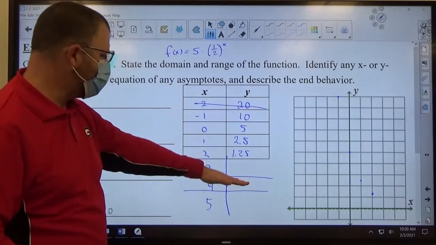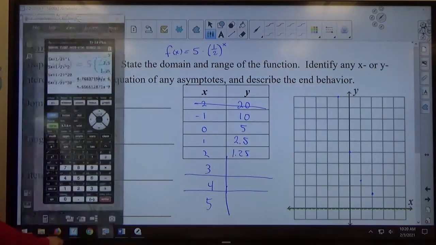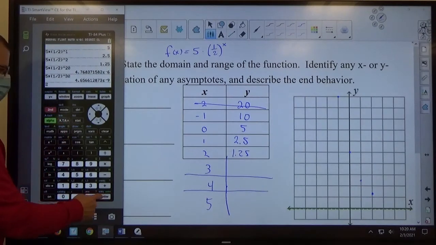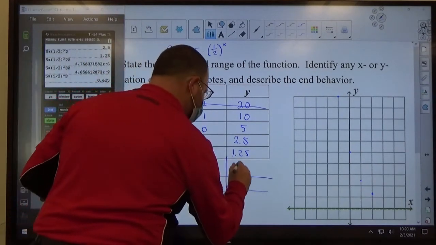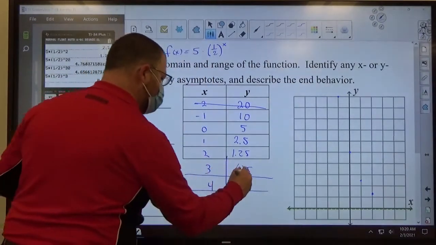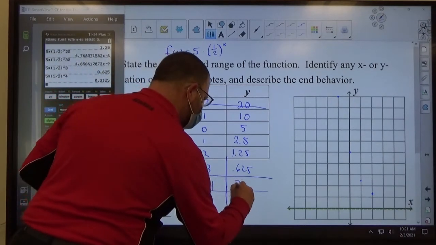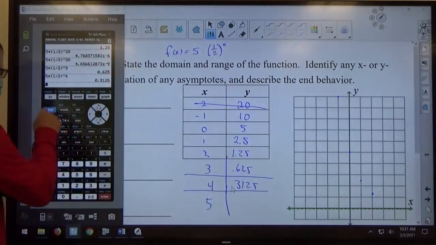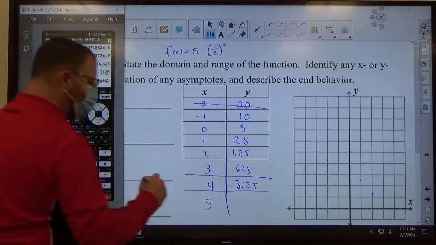Again, they're getting smaller, so it's going to be on the picture. It's not going to pass 0. So if I just come over here and pick the 3rd power and the 4th power, that's 0.625. And the 4th power, that's 0.3125. And the 5th power, that's 0.15625.